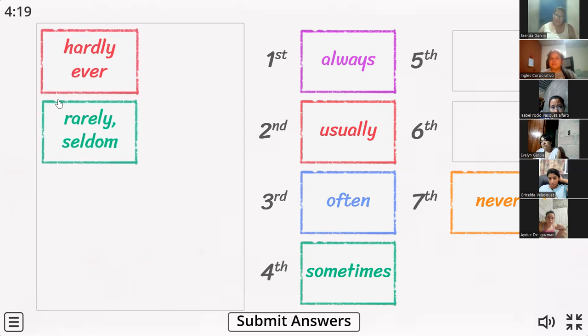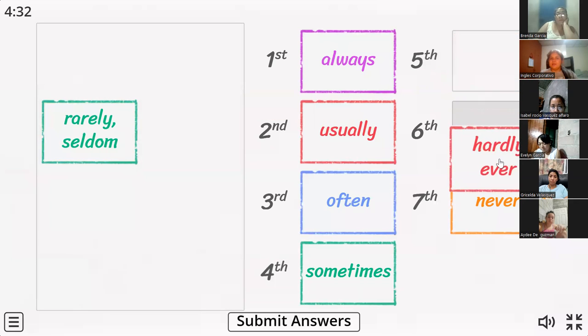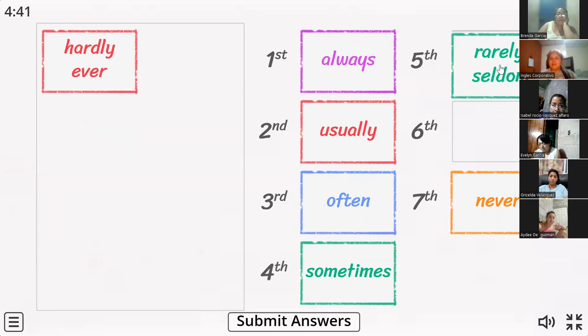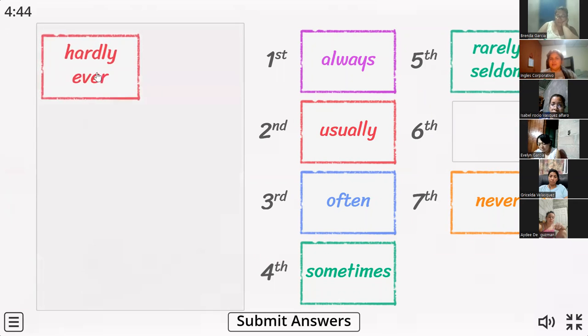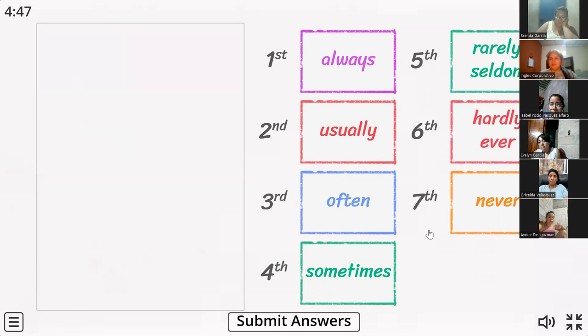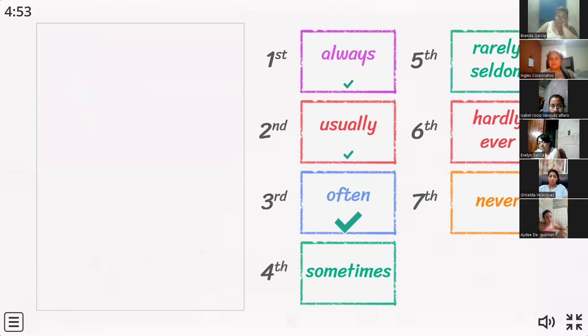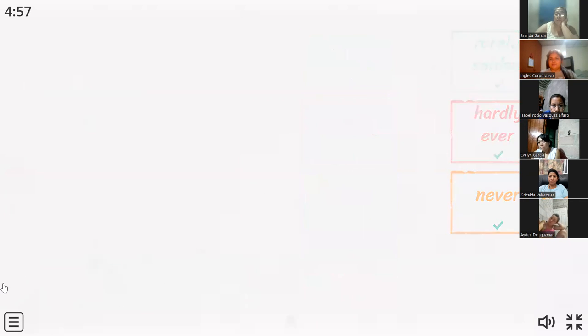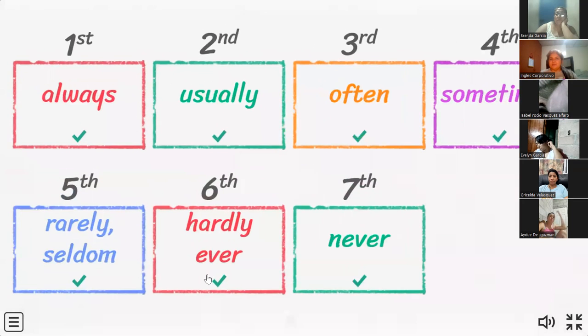Very good. This one, which one is first? Hardly ever or rarely? Which one is the fifth place? Which one do you think? Rarely, seldom. And hardly ever. Okay, let's check. Okay, that was good. Very good. Okay.